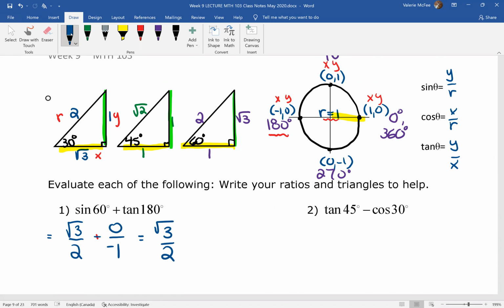Find the tangent of 45 degrees. We see that tangent is y over x, and we're using our 45-degree triangle. Y is 1, x is 1. Now find the cosine of 30 degrees. We see that cosine is x over r, using our 30-degree triangle. X is root 3 and r is 2.